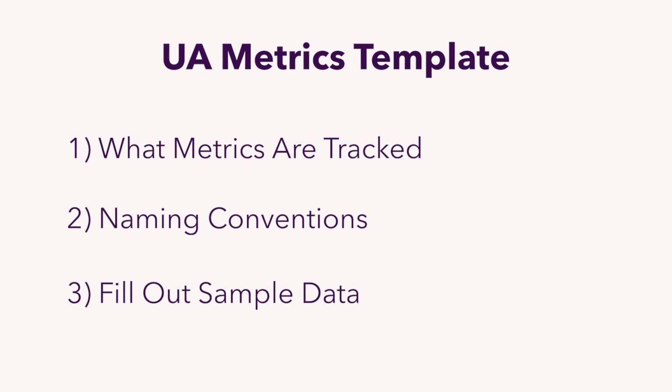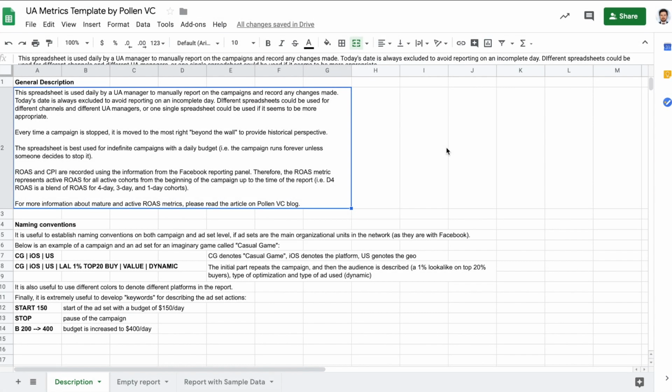This spreadsheet is used daily by a UA manager to manually report on the campaigns and report any changes made. The reason why it is manual is because when you're just starting out and not running hundreds of campaigns, it is really beneficial for you to look at every single campaign every day and think a little bit about this campaign every single day. That's why I actually am against running complicated and automated dashboards when you're starting out.